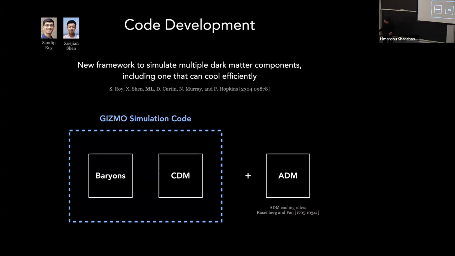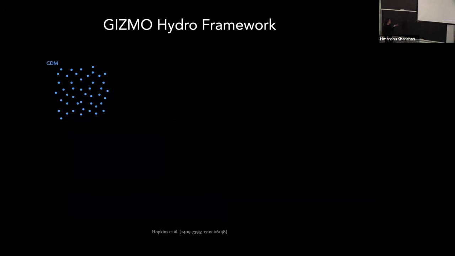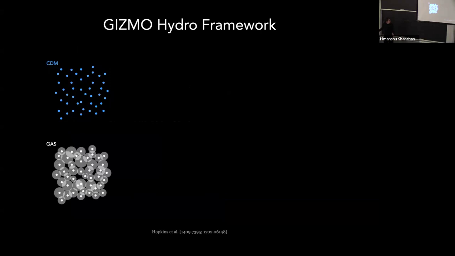A cartoon version of how this all works in the simulation guts is as follows. We have cold dark matter particles in the simulation. We have gas. Those gas particles are treated hydrodynamically, so they can interact with each other. And then in regions of, they cool.